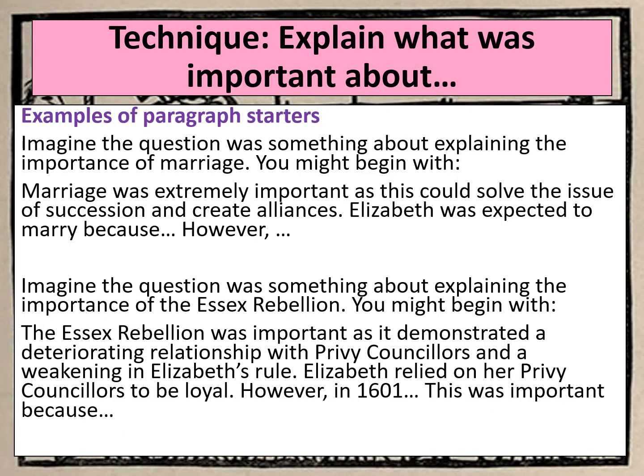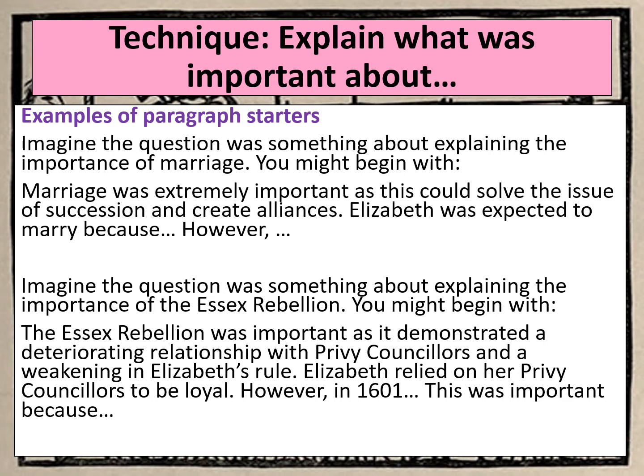So here's a couple of examples of the kind of things that you could write about if you were answering an "explain what was important about" question based on the 2 topics that we're having a look at. So imagine the question was something about explaining the importance of marriage. You might begin with thinking about 2 reasons why marriage was important. Marriage is extremely important as this could solve the issue of succession and create alliances. Elizabeth was expected to marry because you talk all about succession, heirs, etc.